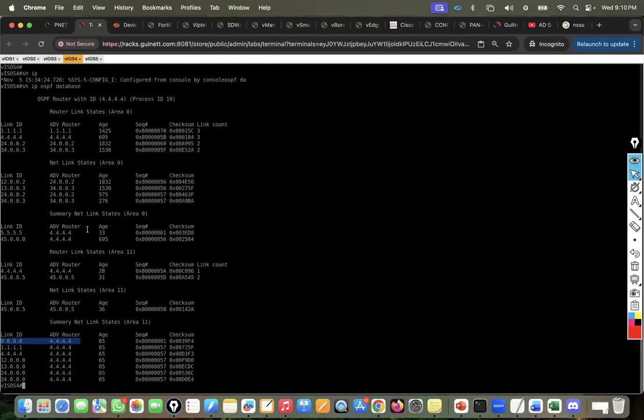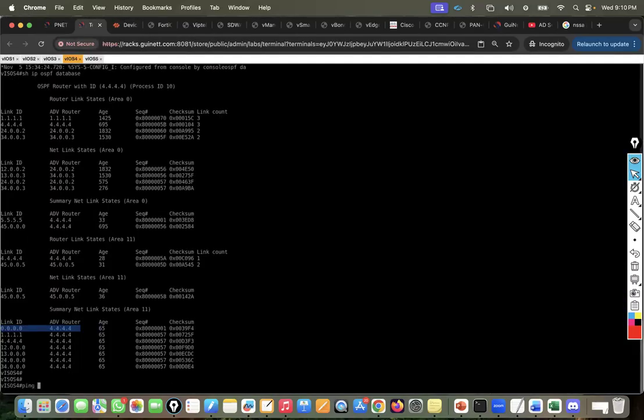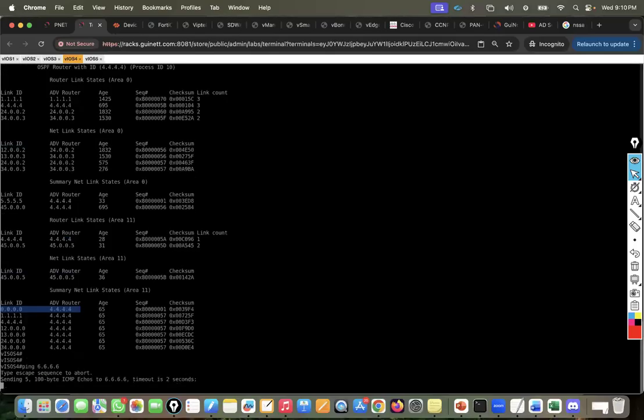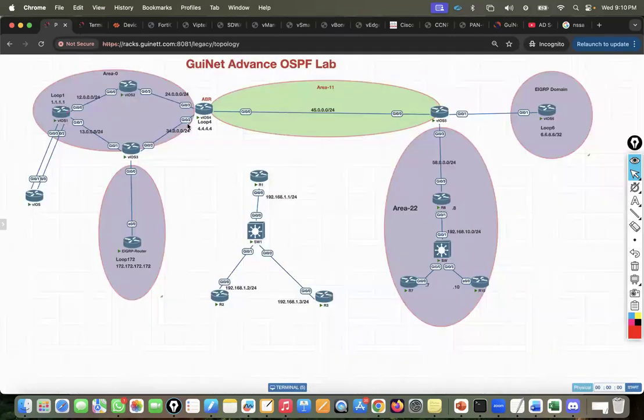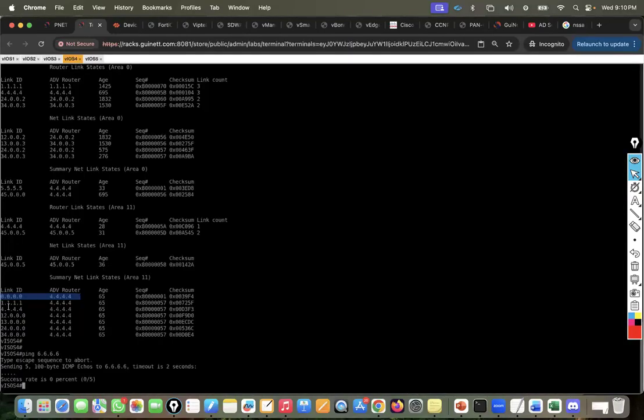Even if I try to ping 6 from here, it's not reachable. But for any other network, if I ping from here, it is going to reach because it is going to send the default route. Clear? So I can reach it here. Why are these LSAs coming as type 1 or 2? Because it's an internal area, so it is going to be made as a default route.